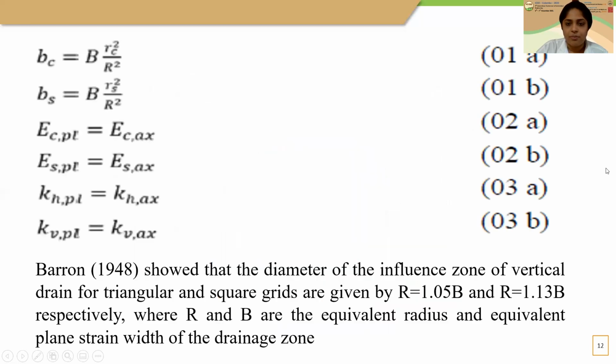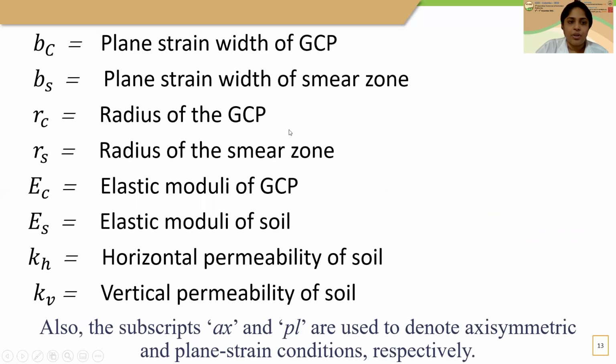To derive these parameters, we have used this set of equations. You can see the notations here and what they mean. From BC to KV, we have explained all of this. So these are the notations that we used.